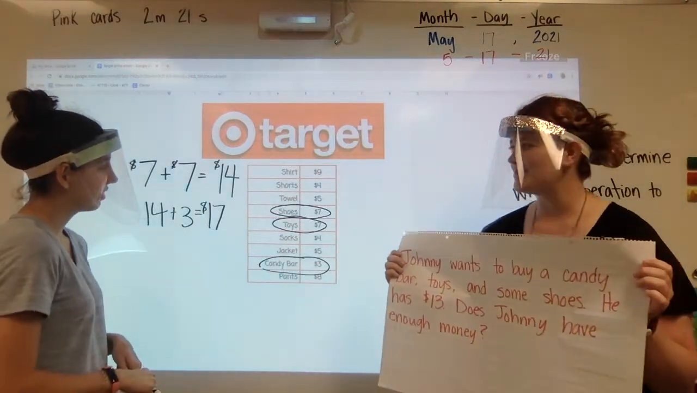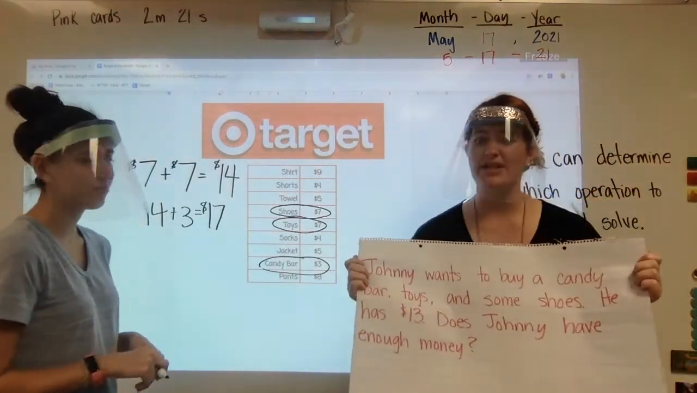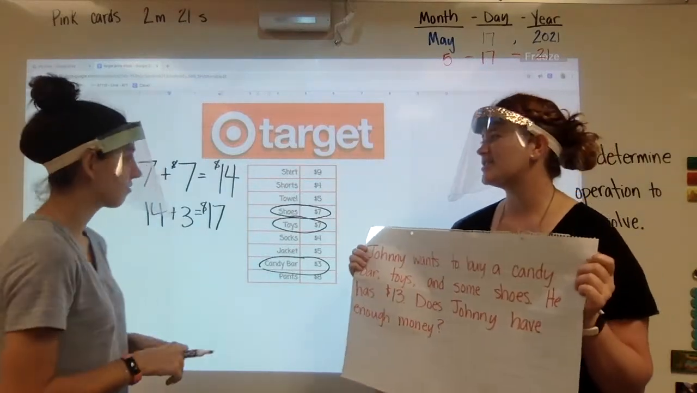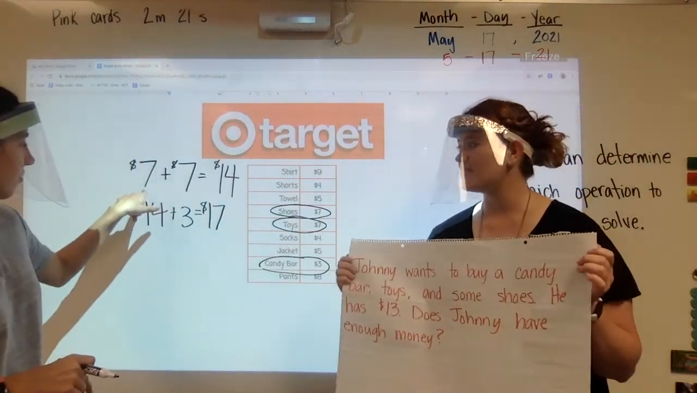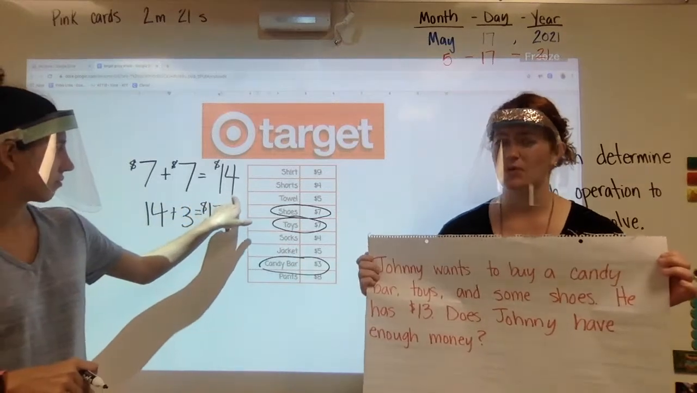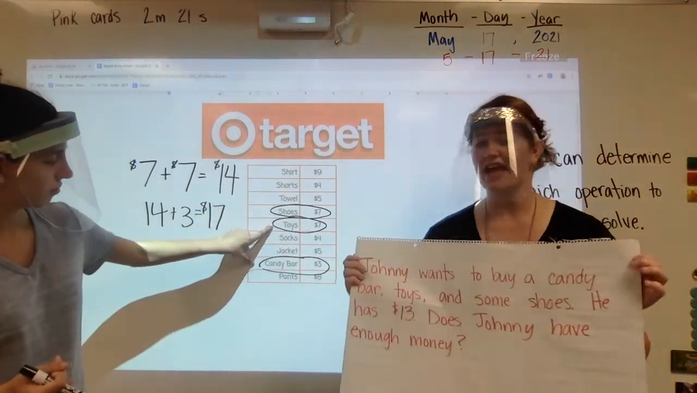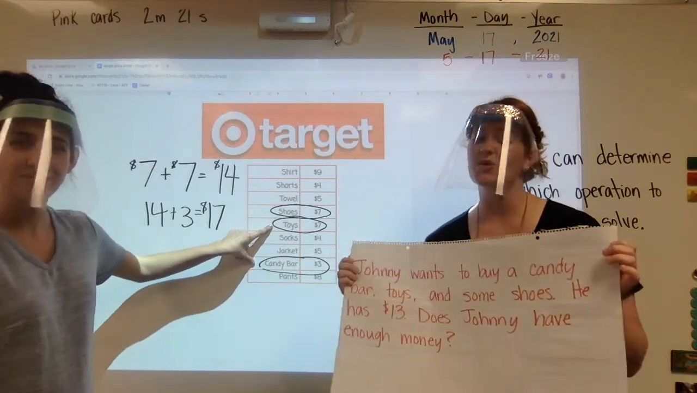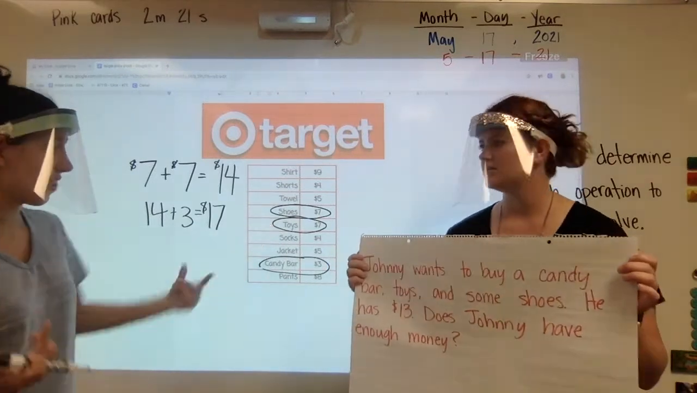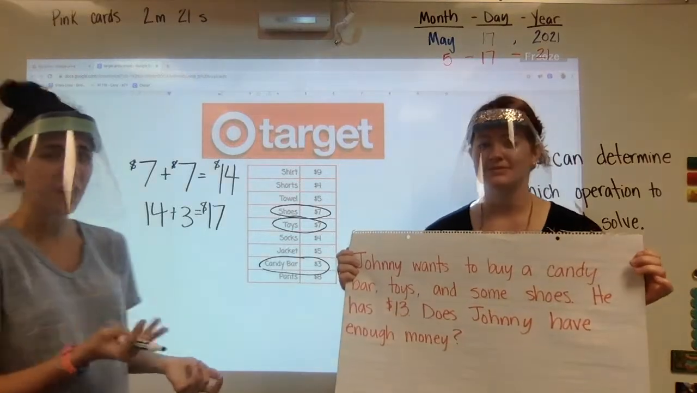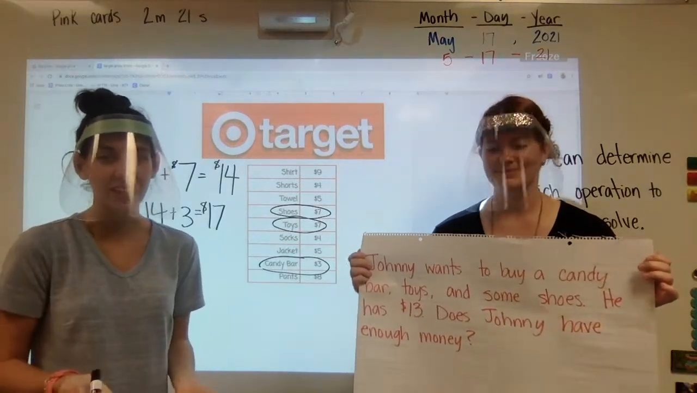No, I don't think he does, Miss Lestigo. But he could maybe buy 2 of the things. I noticed when you did the 7 plus 7, it was a doubles fact, 14. That was too much already. But if I put 7 and 3 together, I know that's a 10 fact. So he could maybe buy 2 things. And then he would have $3 left over because he would have only spent $10.